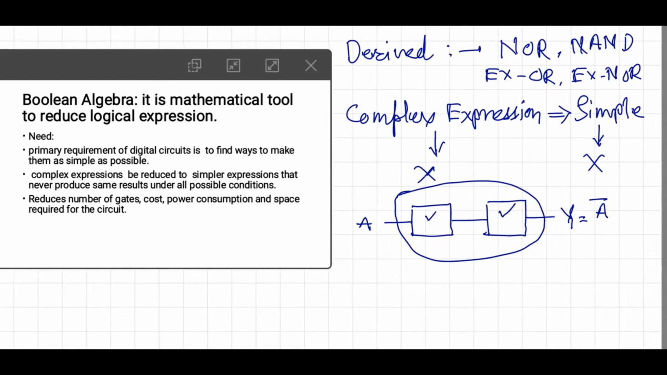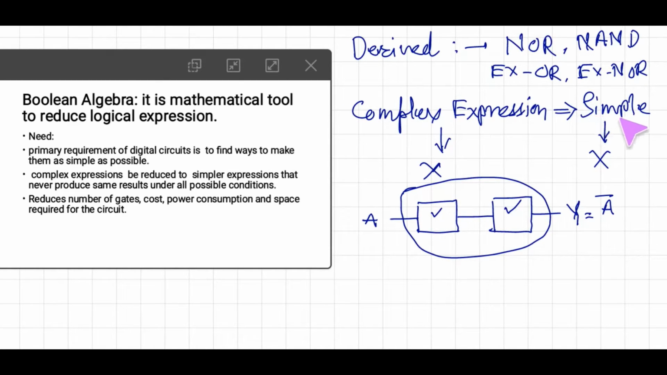But after conversion of complex expression into simple form, it is possible that instead of using number of blocks and number of components, we can reduce it to a simple form which can give the same result, that is Y is equal to A complement. So this way complex expression can be turned into simple expression. Now we are going to see how exactly it is happening.